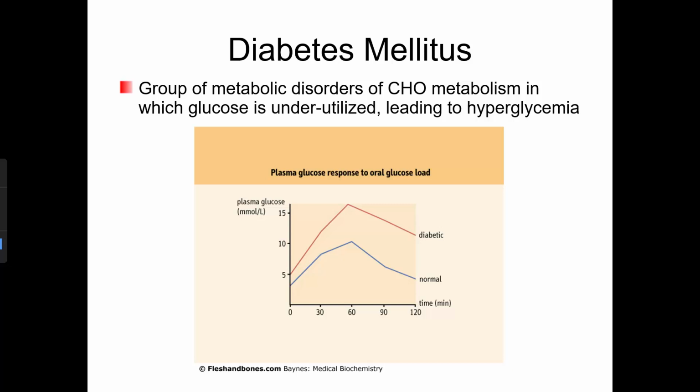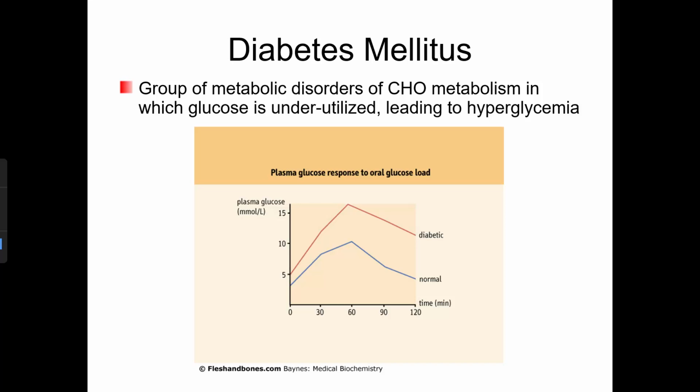But now we're going to talk about the opposite end of the spectrum. So diabetes mellitus is when we have severe or prolonged hyperglycemia, so too much blood glucose. Diabetes mellitus is a group of metabolic disorders of carbohydrate metabolism in which glucose is underutilized, and that leads to hyperglycemia.